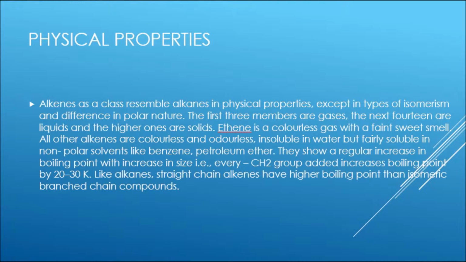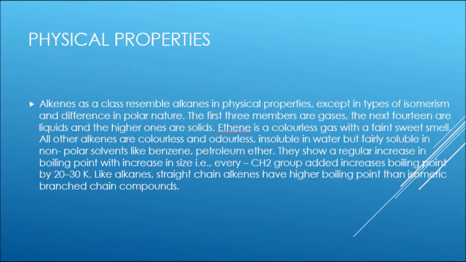We will talk about the physical properties of alkene molecules in this section. Alkenes as a class resemble alkanes in physical properties, except in types of isomerism and difference in polar nature. The first three members are gases, the next 14 are liquids, and the higher ones are solids. Ethene is a colorless gas with a faint sweet smell. All other alkenes are colorless and odorless, insoluble in water, but fairly soluble in non-polar solvents like benzene and petroleum ether.